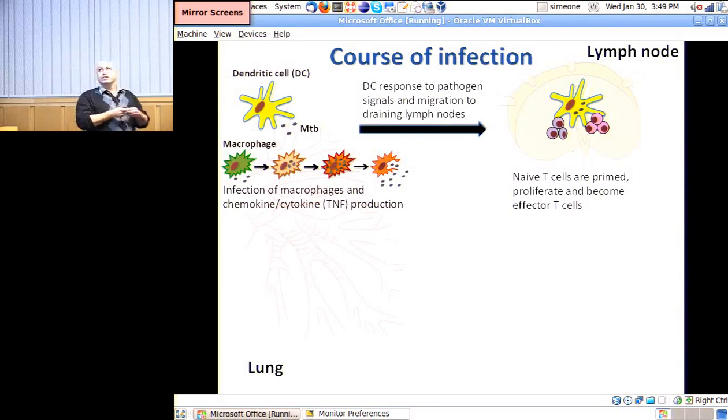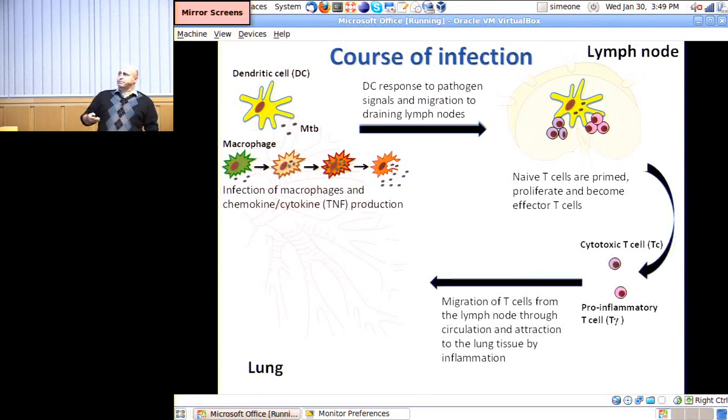Once this match occurs, the T cells are called primed. It means they are instructed and they know what the target is going to be at the site of infection. They start to proliferate and become effector T cells. That happens either in the lymph node or on the way to the lymph node. Once they become effector cells, they express different receptors and ligands, which allows them to get out of the lymph node into the blood and then reach the site of infection again. This process is called the mounting of adaptive immunity. And it takes time, obviously.